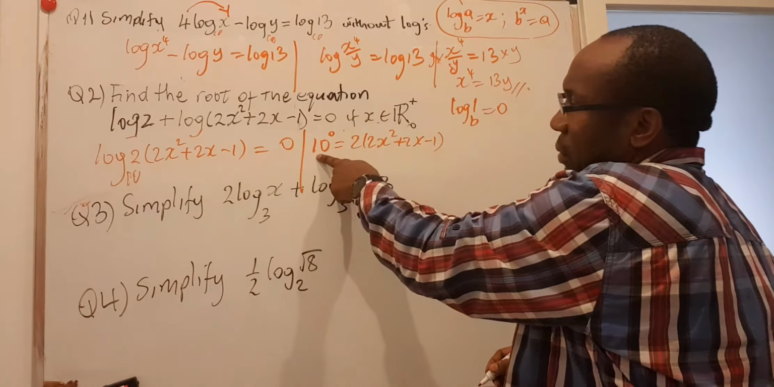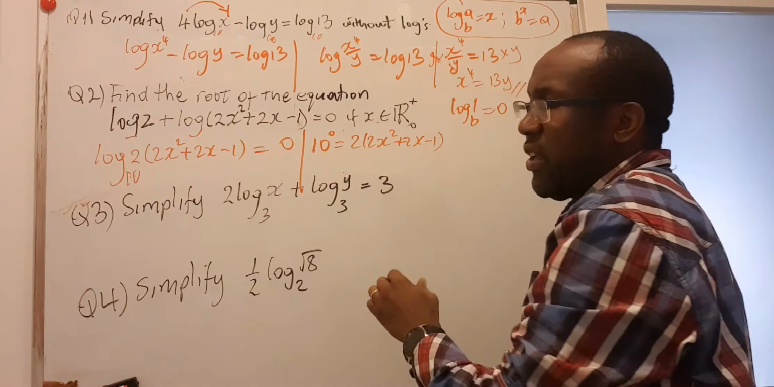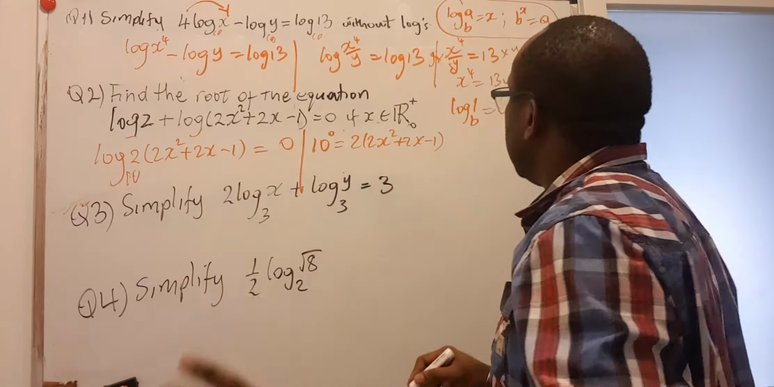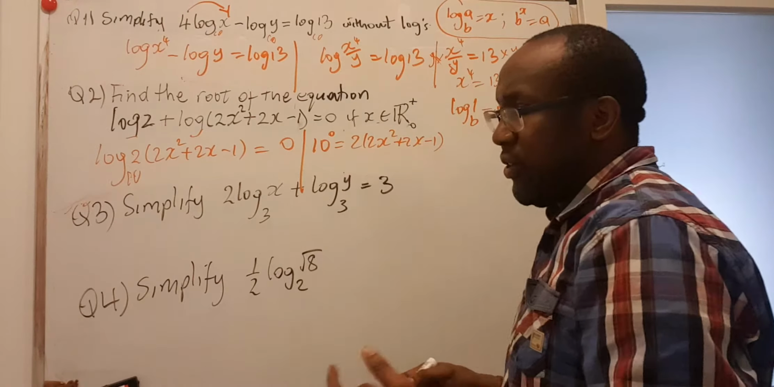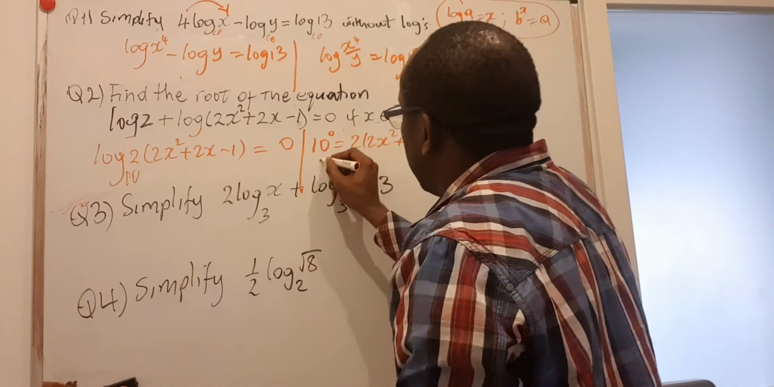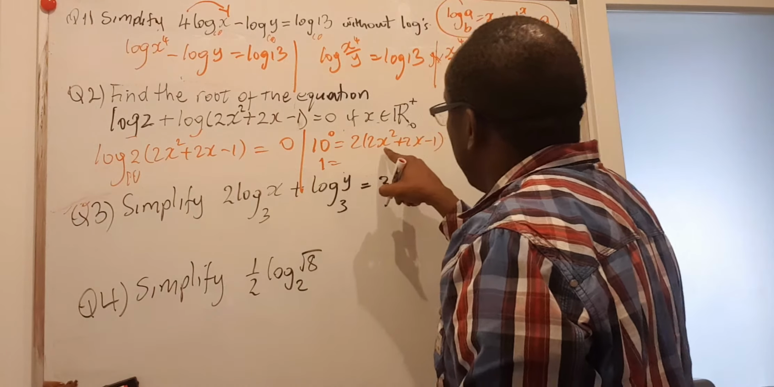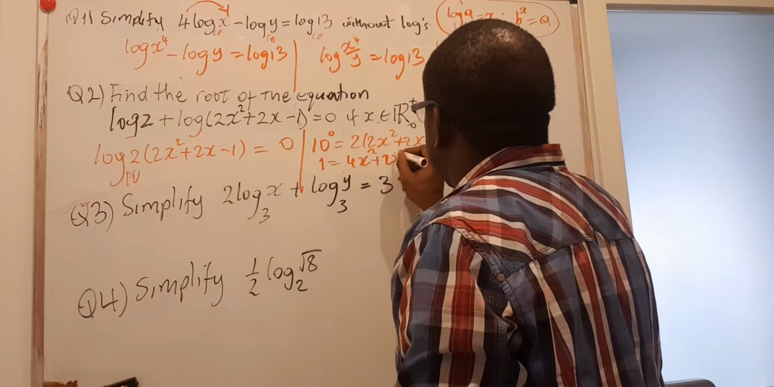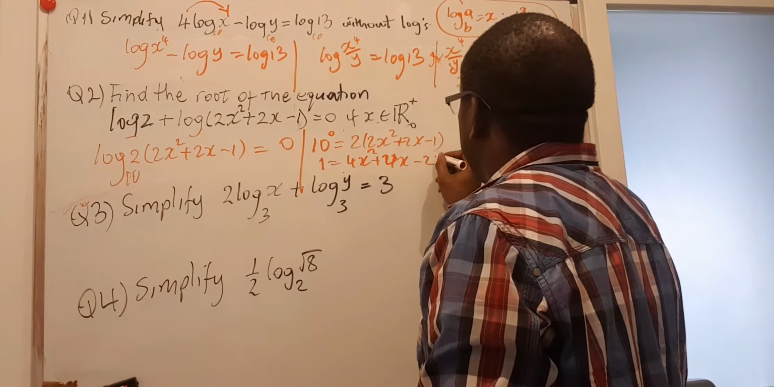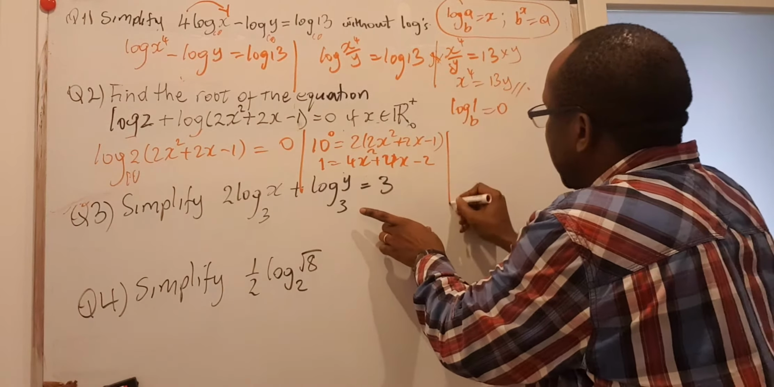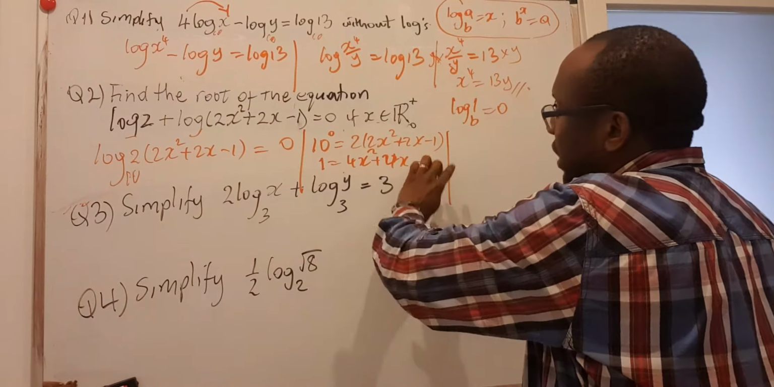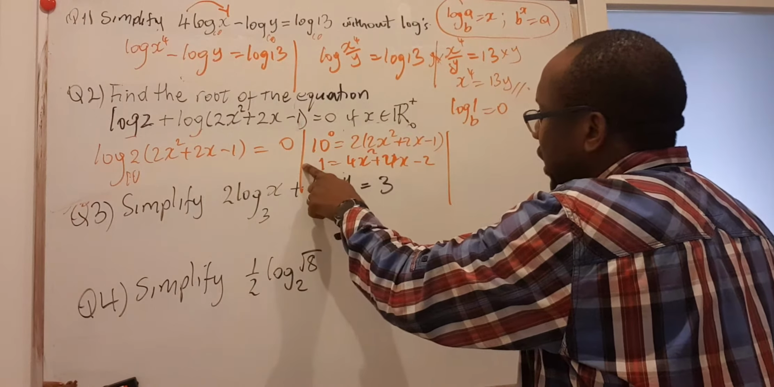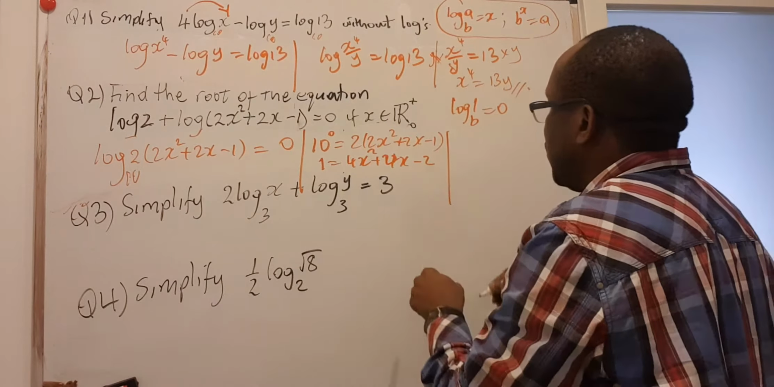But a number raised to the power 0, as long as it's not 0, is equal to 1. 0 raised to the power 0 is undefined. But any other number raised to the power 0 is 1. So in that case, we can say 1 is equal to, I open this bracket, 2 times 2x squared is 4x squared. 2 times 2x is 4x. 2 times minus 1 is minus 2. If I arrange this properly, I can subtract 1 here, and then this becomes 0, and 1 subtracted from minus 2 becomes minus 3. So 4x squared plus 4x minus 3 is equal to 0.